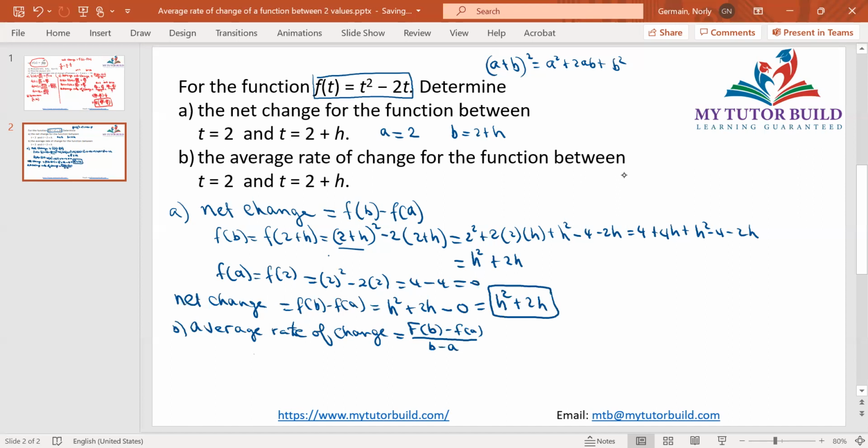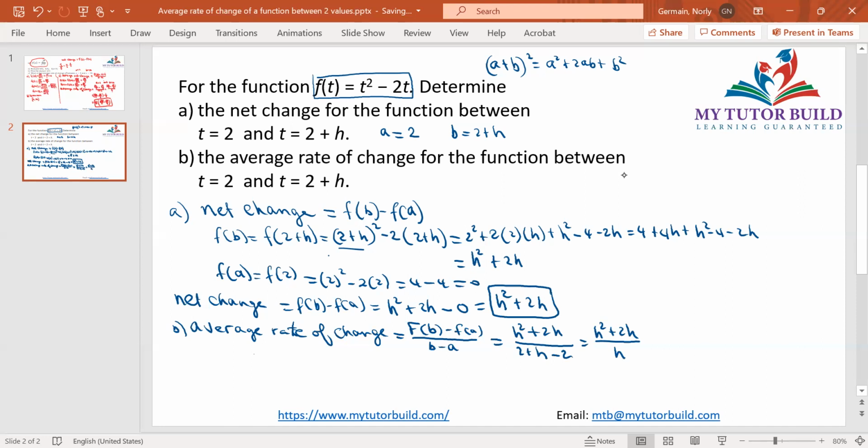And because we already computed f of b minus f of a, I can simply substitute. What did we find for it? It's h squared plus 2h. What is a? A is 2. What is b? B is 2 plus h. So we're having 2 plus h. This is b minus a. A is 2. So when we simplify the denominator, we have left only h.